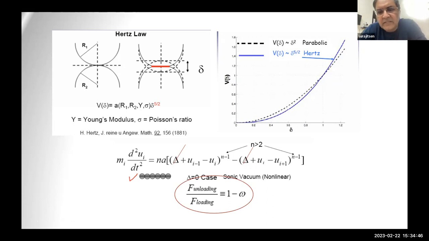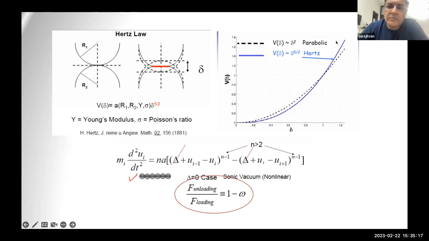Why are they as wide as they are? Well, the reason basically is that if you look at this potential V of delta versus delta, delta is basically overlap, which means how close the grain centers are to each other. That's what delta means. The dashed line is a quadratic curve, and this two-third curve, or 5/2 in this case, for the potential is the blue line. And you can see that this blue line grows more steeply than the quadratic curve.